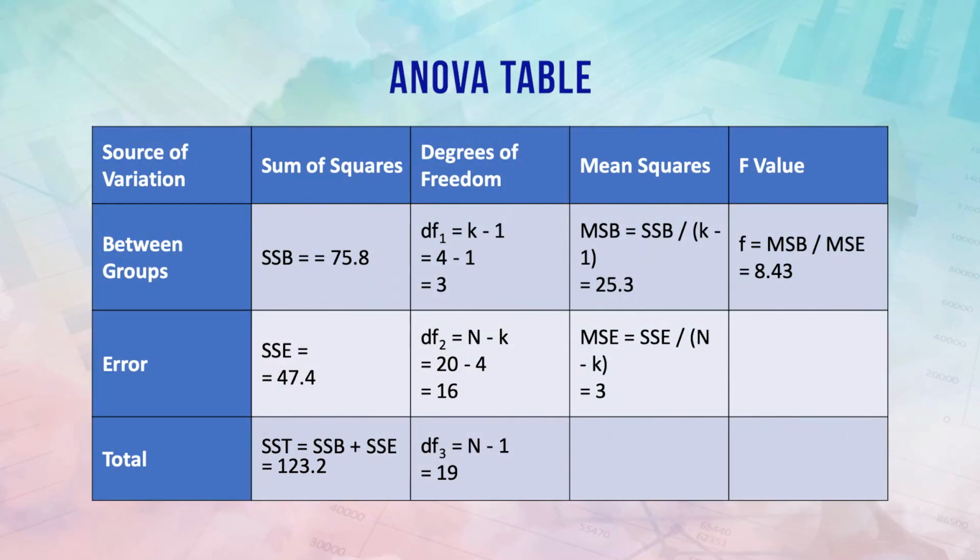In this ANOVA table, we have the sources of variation, that is between groups and error. The total variation is also there. The sum of squares are given there; we have to put down the sum of squares. Degrees of freedom are 3, 16, and the total is 19. Then the mean sum of squares and the F value. We have to put all these things in the ANOVA table.